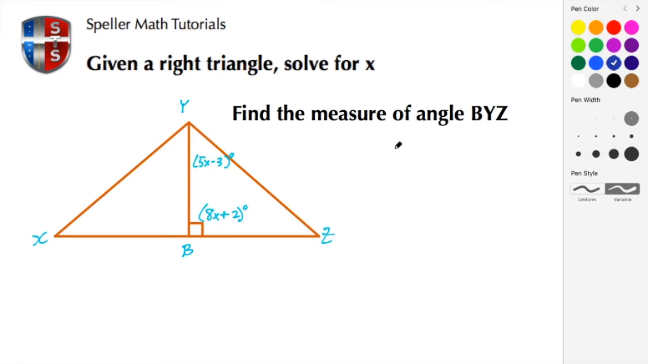Now let's continue with the problem. So we have this triangle XYZ. It has an altitude that creates a right angle, and then we have two expressions for two of the missing angles. We have to start here with the right angle because we know right angles have a measure of 90 degrees. So we're going to use that to leverage this expression.